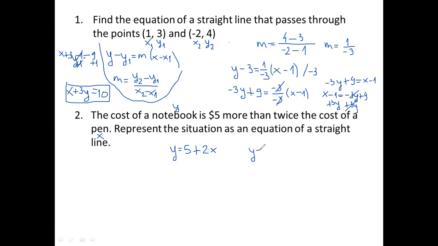We can change the places to get the most used form. So 2x plus 5, because we don't have minuses, so they're easy to change. So this will be the equation of the straight line representing the cost of the notebook and the cost of the pen. Is it clear to everyone? I think it's easy. We just need to replace the costs with y and x. Okay, so I can continue with the next slide.